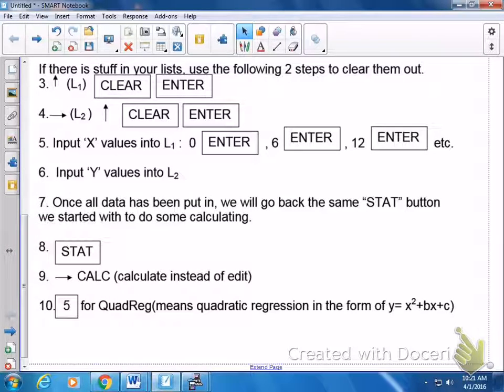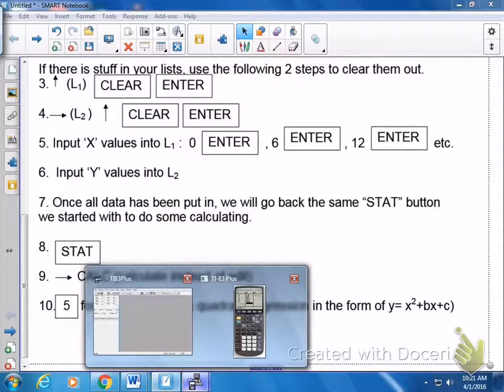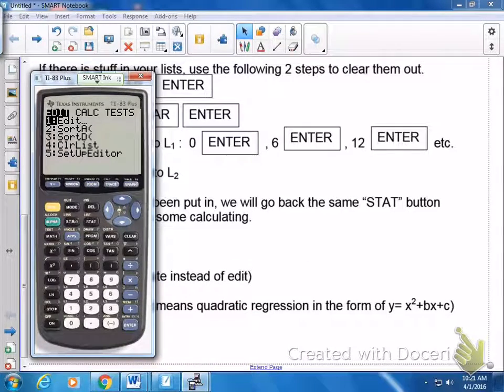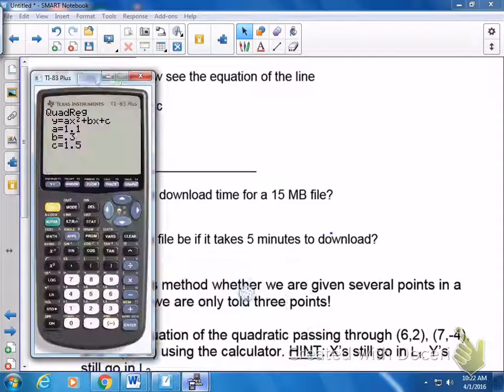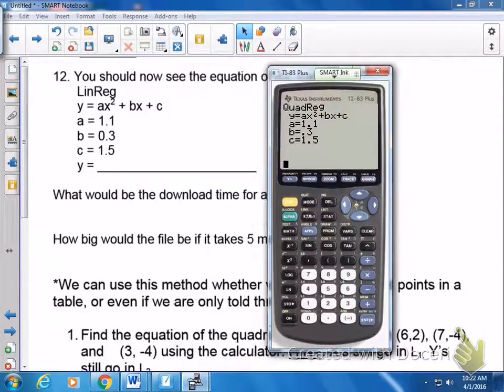It says once all the data has been put in, you're going to go back to stat. So I'm going to get my calculator out, and I'm just following the rules. I hit stat. I'm going to go over to calc. Now before, when we did this, we used number 4 because we were talking about linear equations. Now we're talking about quadratics. We're going to use 5. It should say quad reg on your calculator, and you're going to hit enter. Now the answer to this is on the next page, I'm sorry. And if you look at number 12, that's what your calculator should say. If we look at mine, it says the same things.